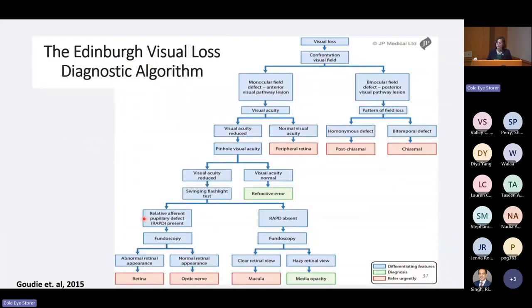And I wanted to give an example of how this can be used in clinical practice. And so this is an example. It's called the Edinburgh Visual Loss Diagnostic Algorithm. So for example, in this case, the algorithm decided to stratify based on confrontational visual fields. And then if a patient had a monocular visual field defect and they had normal visual acuity, then it would tell us to look at the peripheral retina. So again, we're making these binary decisions to help us identify important attributes here.